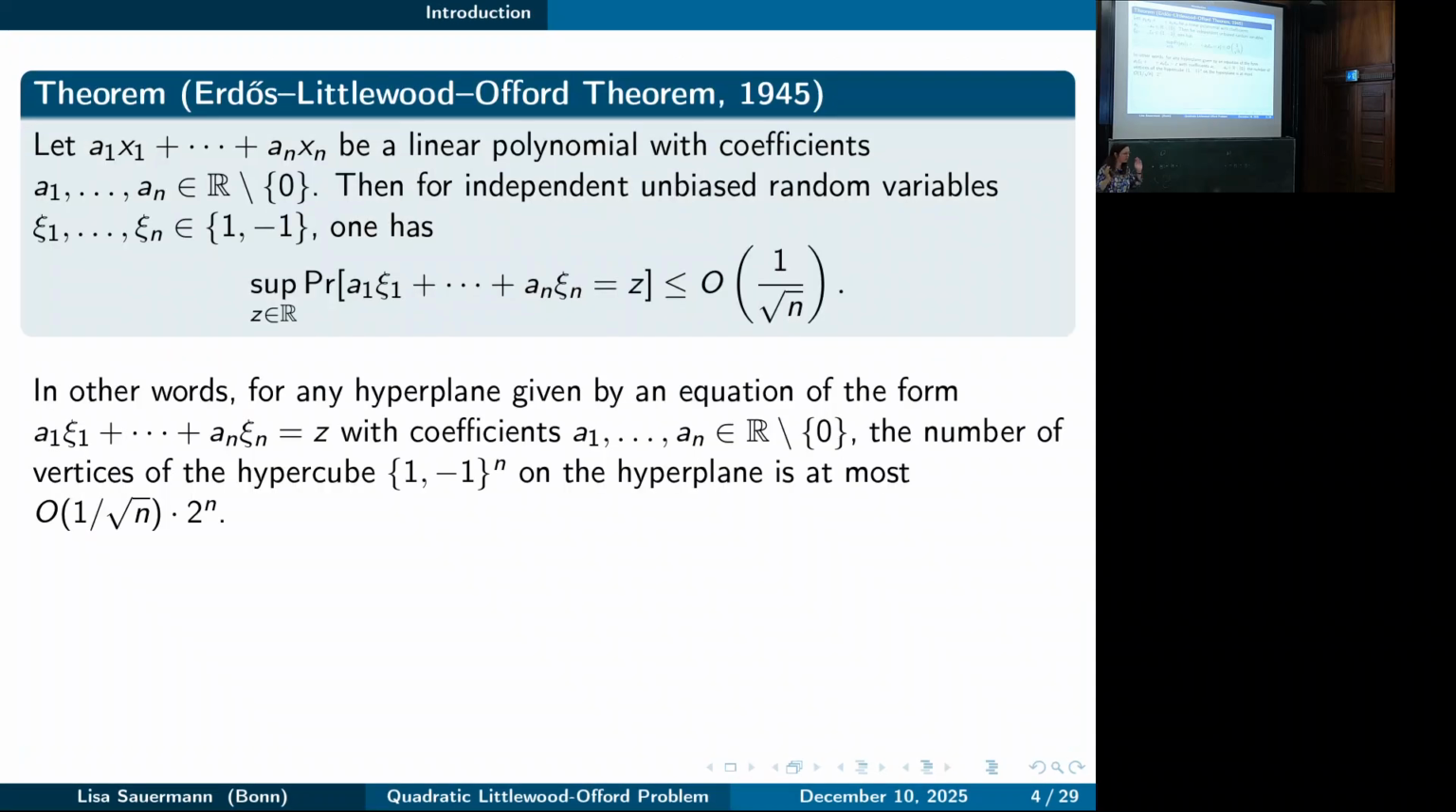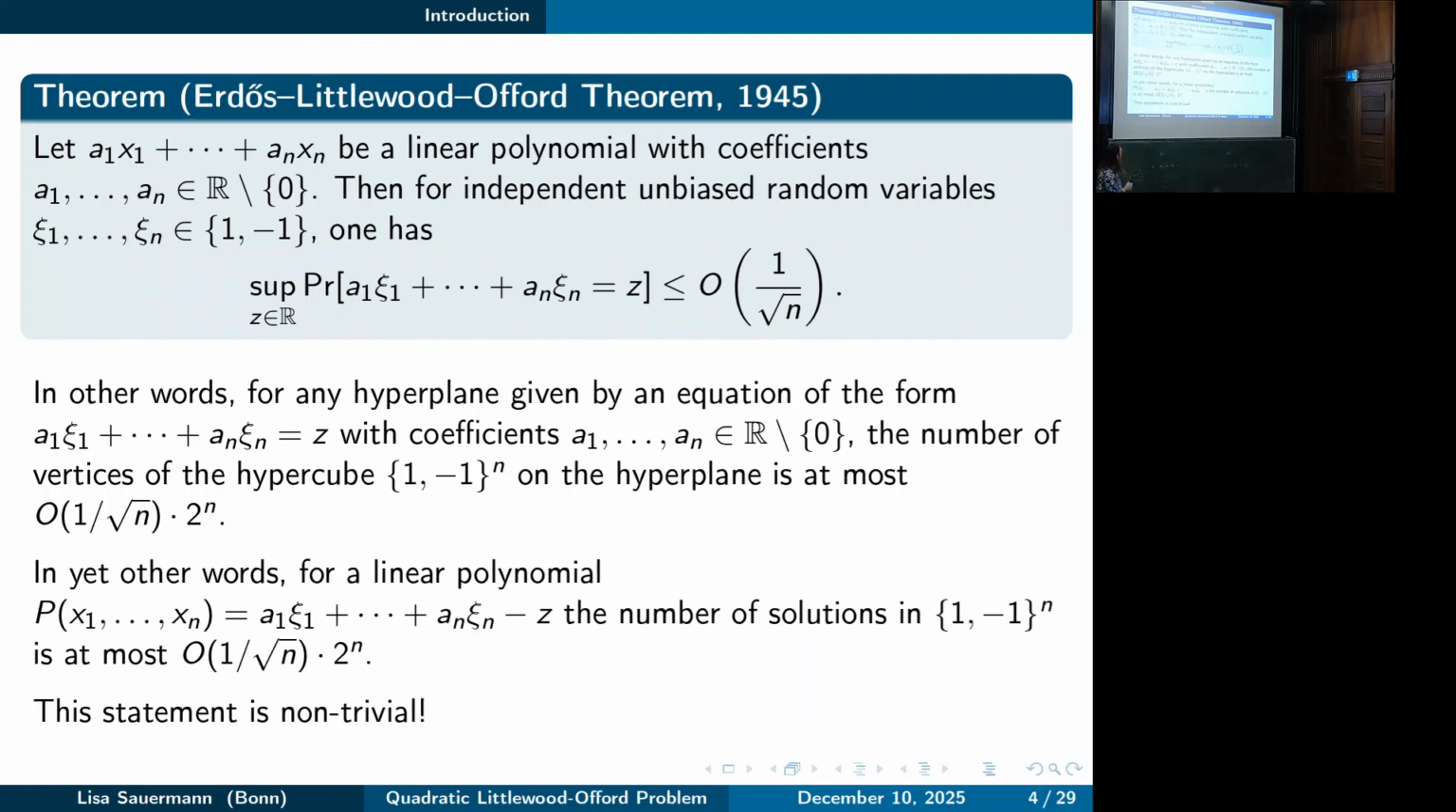And so just to see that we can really look at the statement from different perspectives: a more geometric perspective on the statement is that for any hyperplane given by such an equation, under the assumption that the coefficients in this equation are non-zero, the number of vertices of the hypercube which lie on the hyperplane is at most this. So it's at most a constant over square root n fraction of all hypercube vertices.